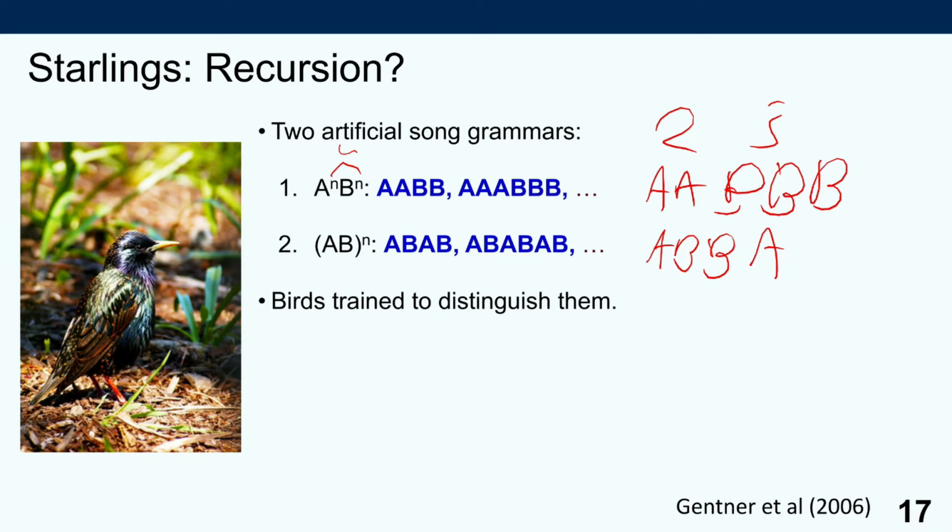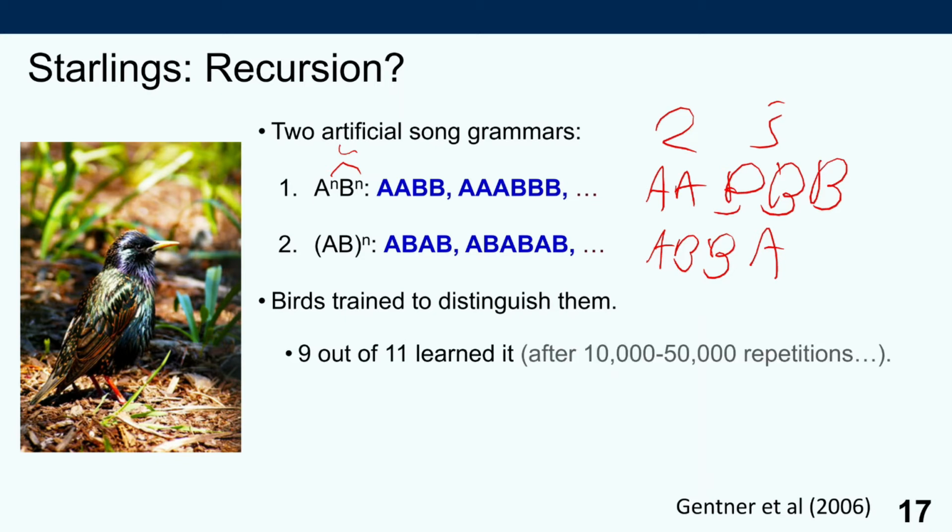And on one mark they were quite successful. So 9 out of the 11 starlings were able to discriminate between these two types of artificial song in the end. However, they took somewhere between 10 and 50,000 repetitions to learn the difference between these two grammars, which is a lot more than you might perhaps expect of an infant if you were doing the same experiment.